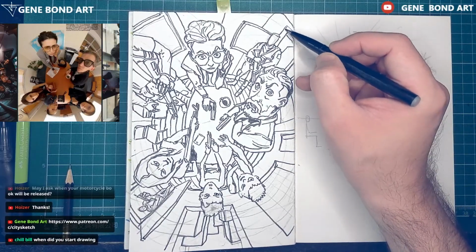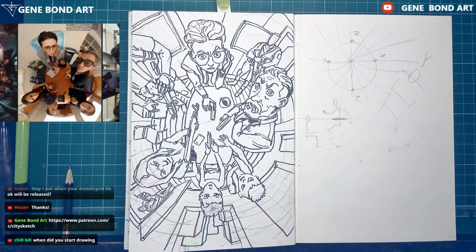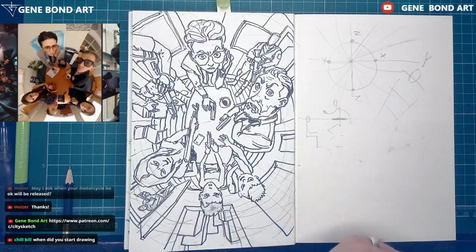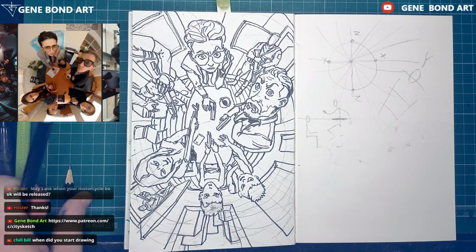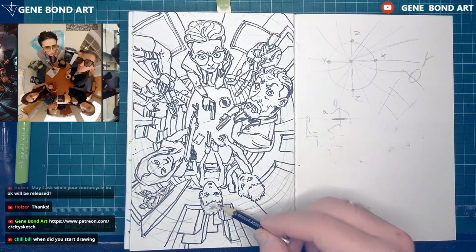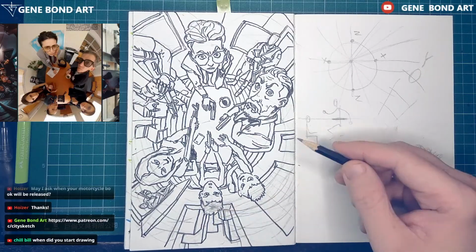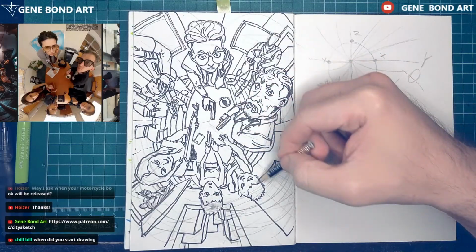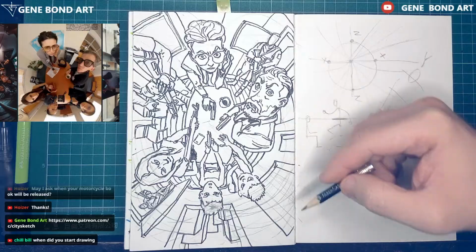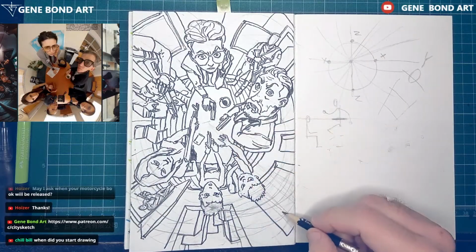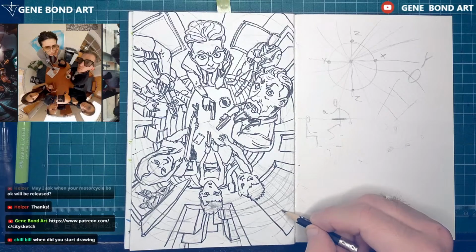And you watch Gene Bond tutorials, Gene Bond art. Let's see here. It's like an alien invasion. You draw them. It's like, wow, so cool. Look at this. Lasers, like stuff.